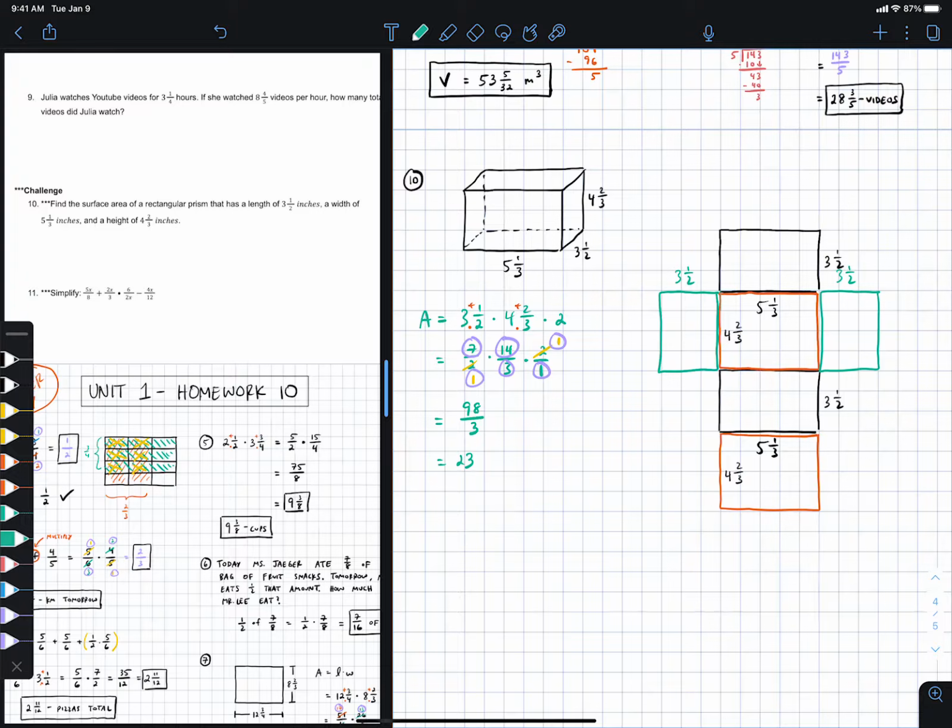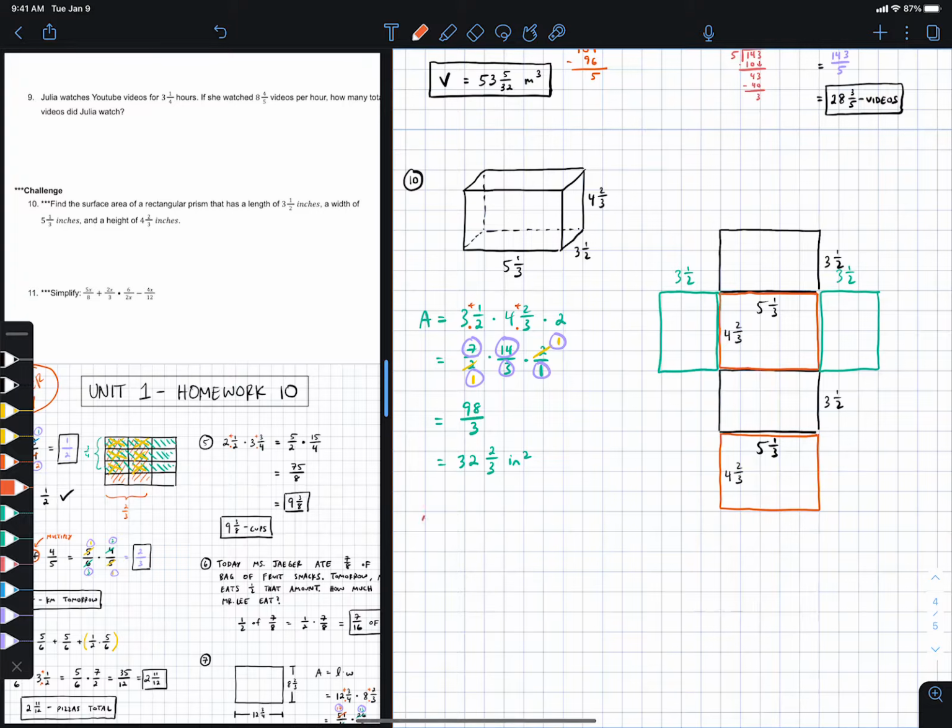23, not 23, 32. I switched the numbers in my head. 32 times 3 gets you 96, and then 2/3, and this is going to be inches squared. So this isn't the answer, but this gets you the area of the two green pieces, okay?